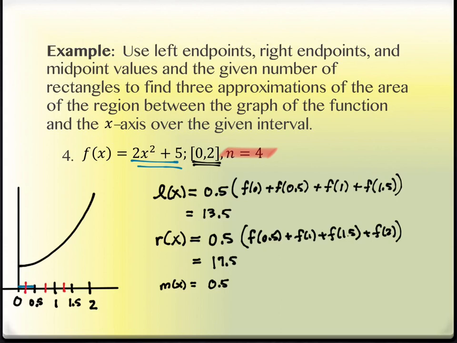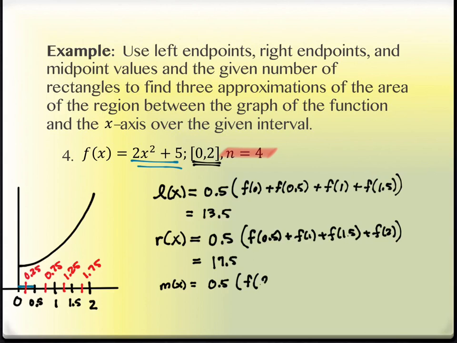I'm going to mark them in red to distinguish them. So halfway in between 0 and 0.5 would be 0.25. And between 0.5 and 1 would be 0.75. Between 1 and 1.5 would be 1.25. And then halfway between 1.5 and 2 would be 1.75. So over here, we're going to have all these functions at those red values now.